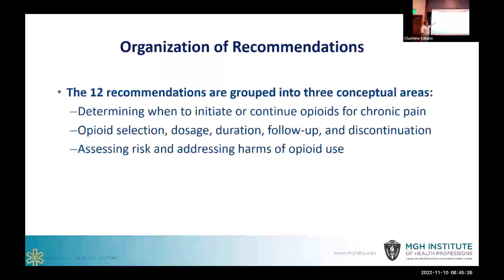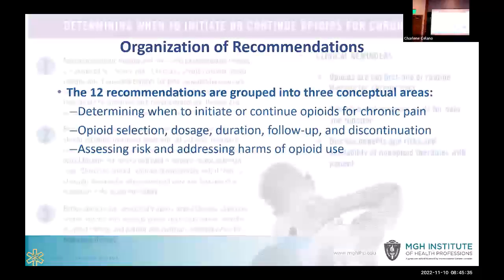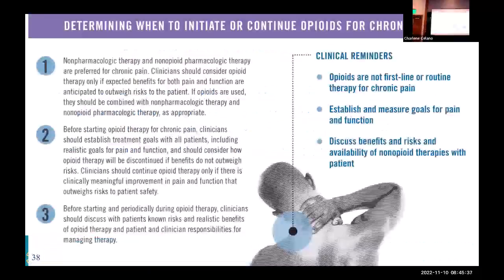And then the second set of recommendations follow on which opioid, how do you dose it, how do you follow up? And then the last one is really looking at how do you identify risk or harm. So this is the first group, deciding when to start or continue. And they're pretty straightforward. I will highlight them, but you can read them here.